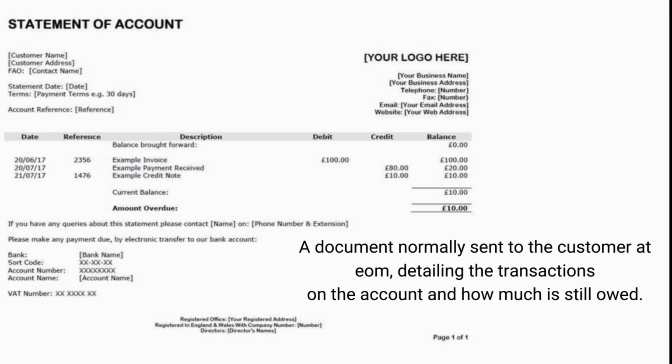The next one is a statement of account. You may have seen this before in your day-to-day life. It's basically a document which is sent by the seller to the customer, usually around the end of the month, detailing the transactions on the account and how much is still owed by the customer.